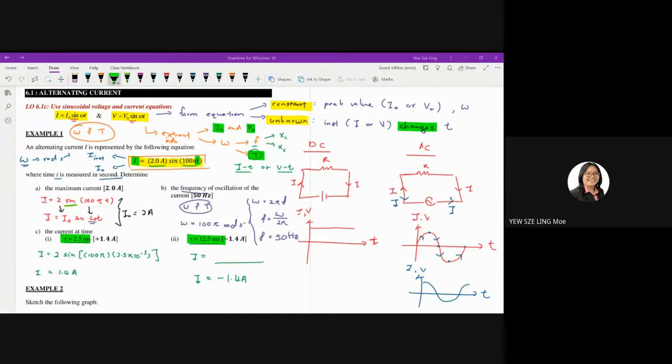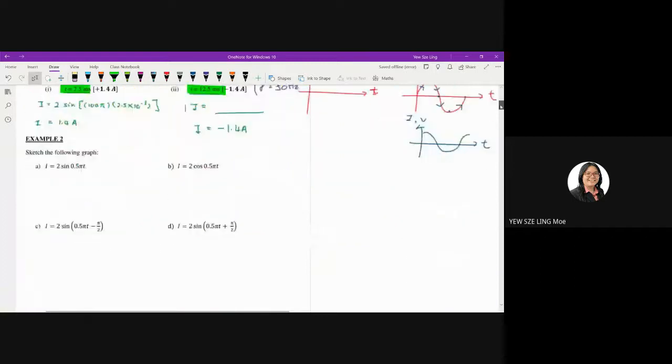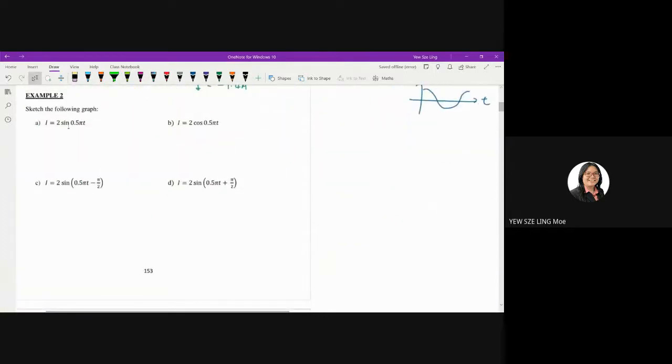Okay, example 1 is quite simple. Basically, we just learned how to use the equations and how to extract the information from the equations. Now, let's look at example 2. In example 2, you are going to sketch a graph based on the equations given.